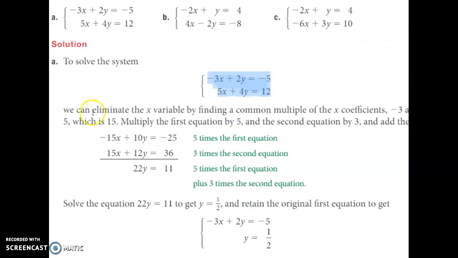So to solve the system, they figure, okay, we got a negative 3x here and a 5x here. Let's try to get rid of one or the other. And we multiply the first one by 5 and the other one by 3, which is exactly what they do here. And they come up with negative 15x and 15x. And the idea is that when we add the two, we have no x's left. Of course, what we did with the 5 times in the first equation, we also had to do with the y and the negative 5. That's why we get 10y and negative 25 over here. And with the 3 here in the second equation, 12 and 36.